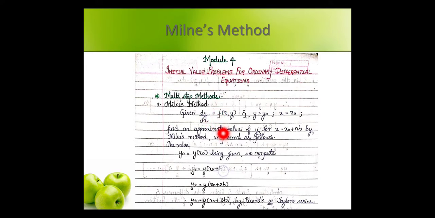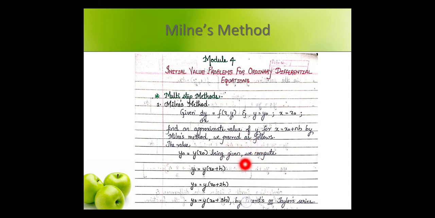So Milne's method: you have the derivative given, dy by dx is equal to f of x, y, with y equal to y naught at x equal to x naught. For an approximate value, we'll be taking x equal to x naught plus nh, and Milne's method goes forward. So the first approximation y naught is equal to y of x naught, being given. We compute y1, y2, y3 by Picard's or Taylor series. So these are the assumptions.